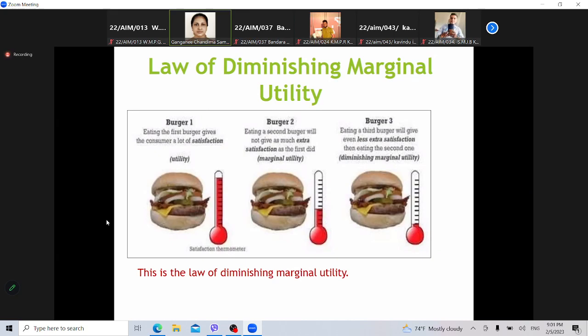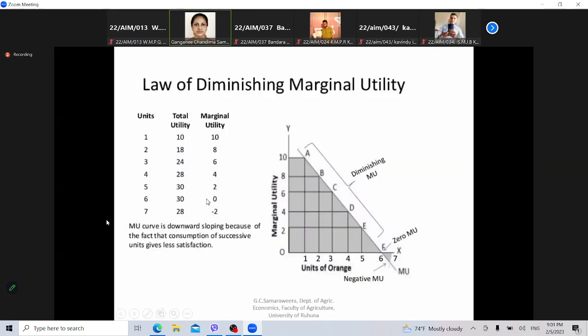If you need further explanation, please tell me. Now I explain this with figures. These are just hypothetical values, to explain the situation. You have several units, and I took water as an example, easy for you to understand. One glass of water, second, third, fourth, fifth, up to seventh. You are adding one glass each time: one glass, adding another makes two, then three, then four, likewise. Then total utility is gradually increasing, but one point comes where it is decreasing.